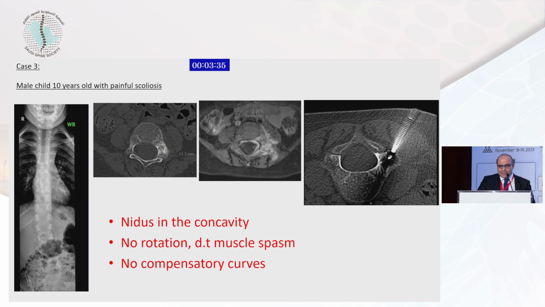This is another case. It is a 10-year-old child with painful scoliosis, and we can pick up here the osteoid osteoma. Usually it is present in the concavity of the pathology. It is present inside the pedicle. Of course, opening such a patient, he is a young patient, with subperiosteal dissection, you can invite spontaneous fusion, and of course it is typical, nidus in the concavity, no rotation in the curve. It is due to muscle spasm and no compensatory curves. So it is a typical osteoid osteoma. So the decision was doing radiofrequency ablation for this patient, which was much more helpful for him.